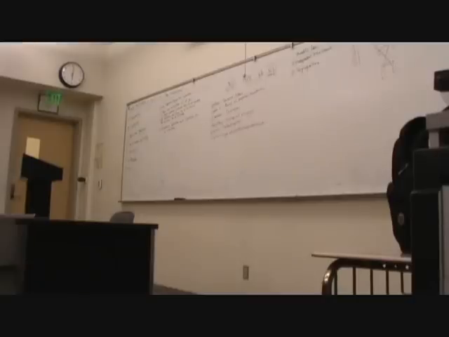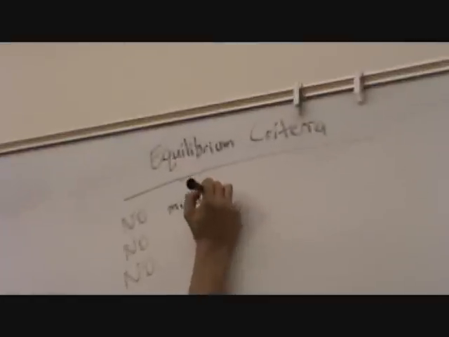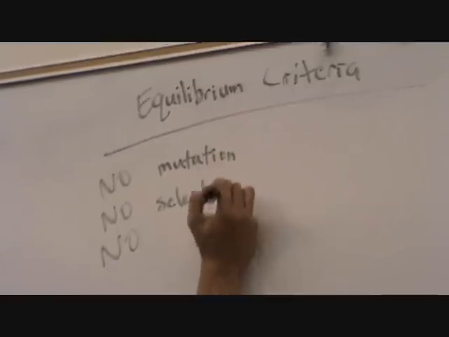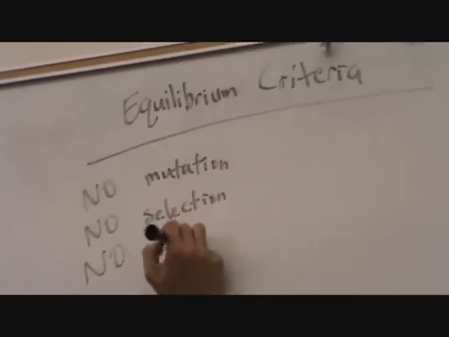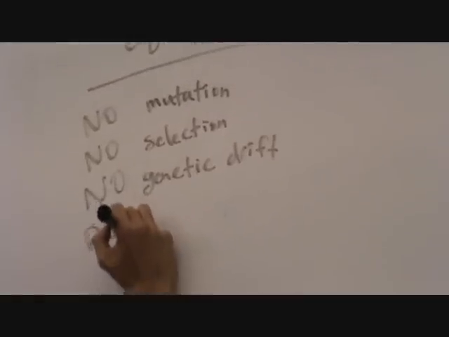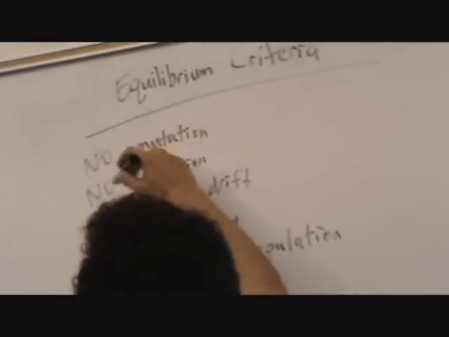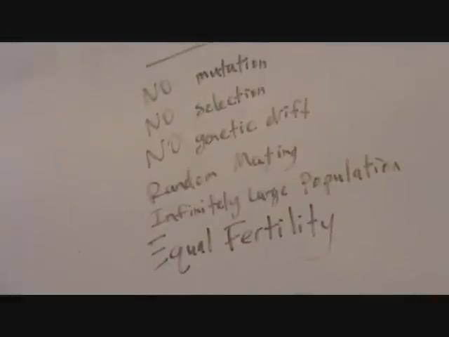Equilibrium criteria: no mutation, no selection, and no genetic drift. Random mating, infinitely large population, equal fertility. There we go. So that is the equilibrium criteria. Remember, there's 3 no's and 3 yeses.